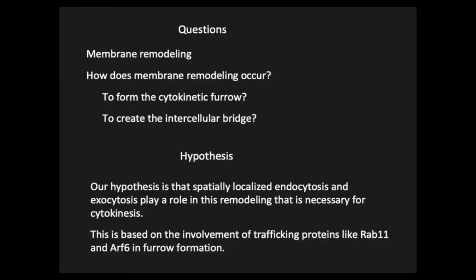We think there is membrane remodeling in this process, but how does membrane remodeling occur to form the cytokinetic furrow and to create the intracellular bridge? Our hypothesis is that spatially localized endocytosis and exocytosis play a role in this remodeling that is necessary for cytokinesis. This is based on the involvement of trafficking proteins like Rab11 and Arf6 in furrow formation.